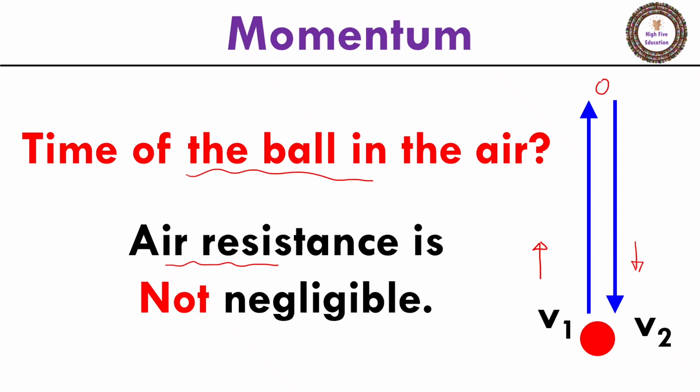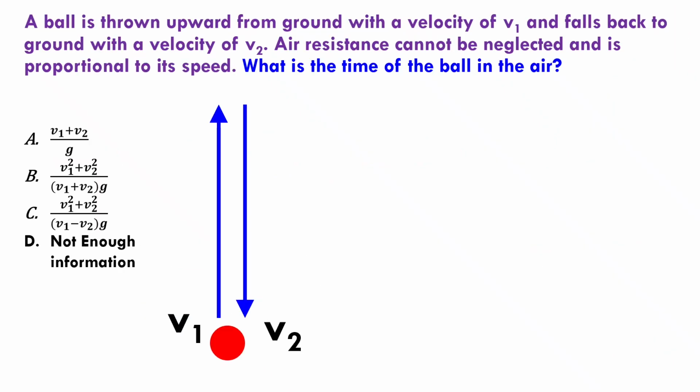Let's discuss it today. So let's say a ball is thrown upwards from ground with a velocity of v1 and falls back to ground with a velocity of v2. Air resistance cannot be neglected and it is proportional to its speed. What's the time of the ball in the air? Let's evaluate this situation. Because there is air resistance, this is not a free fall situation. So the question asks for the time.